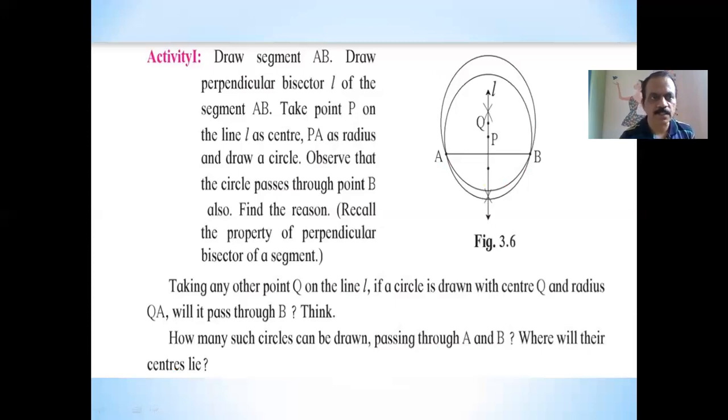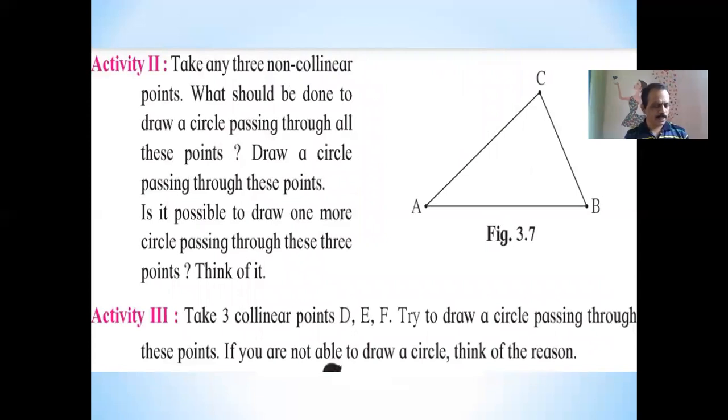Now the next point is the second activity, which is related to this. Take any 3 non-collinear points, as given in this figure. What should be done to draw a circle passing through all these points? Draw a circle passing through these points. Is it possible to draw one or more circles passing through these 3 points? Think of it. These 3 points are given, and they are non-collinear points.